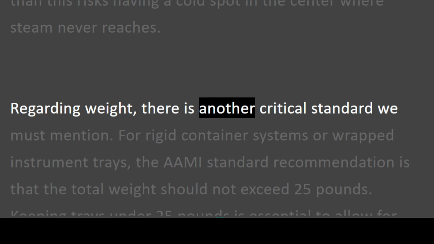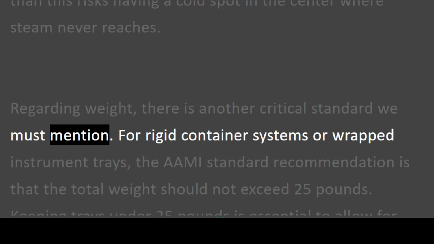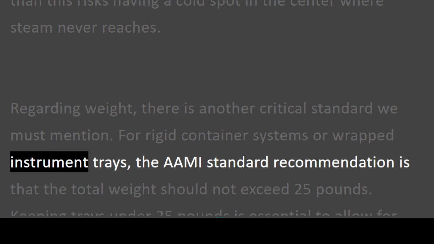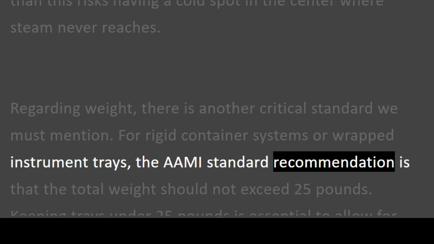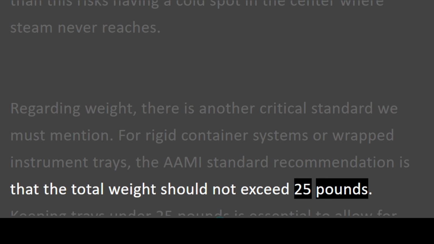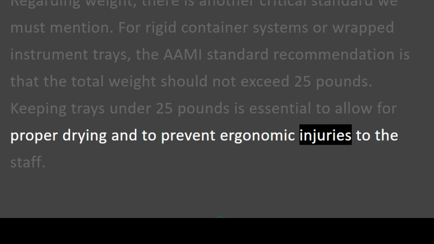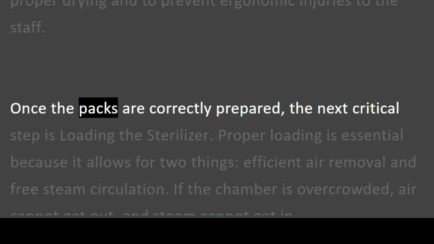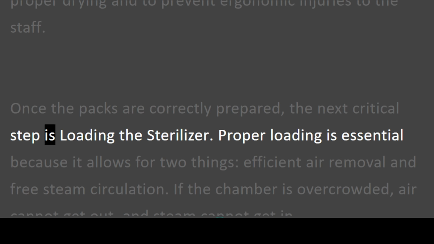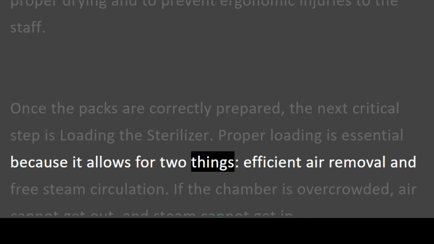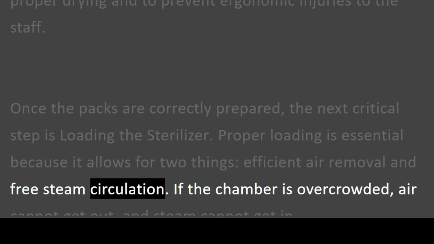Regarding weight, there is another critical standard we must mention. For rigid container systems or wrapped instrument trays, the AAMI standard recommendation is that the total weight should not exceed 25 pounds. Keeping trays under 25 pounds is essential to allow for proper drying and to prevent ergonomic injuries to the staff. Once the packs are correctly prepared, the next critical step is loading the sterilizer. Proper loading is essential because it allows for two things: efficient air removal and free steam circulation. If the chamber is overcrowded, air cannot get out, and steam cannot get in.